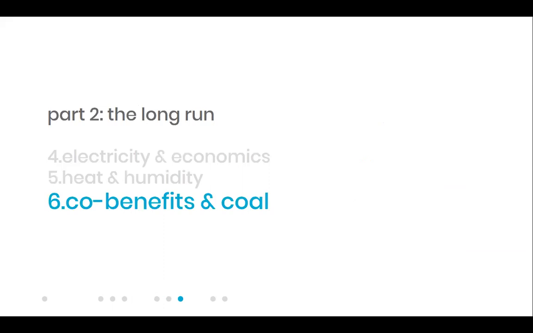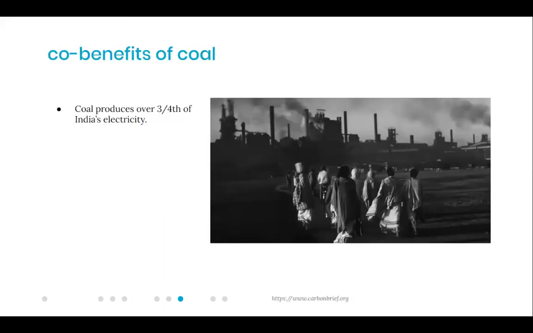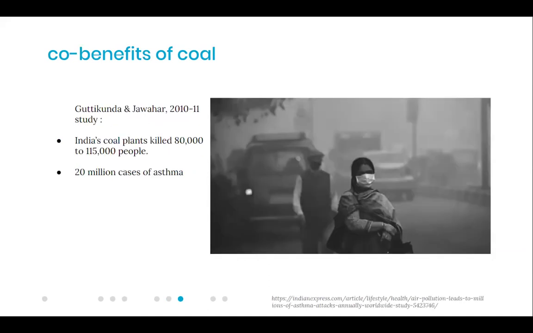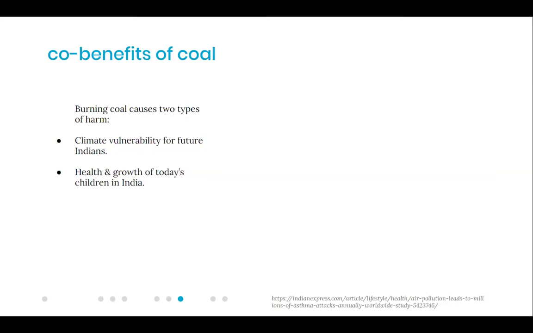Then we move on to co-benefits and coal. So here he tells us that 3/4 of India's electricity is produced from thermal power plants powered by coal, and that the Indian Railways generate more revenue transporting coal than all of the passenger tickets combined. So coal is a very essential part of the Indian economy. But he also refers to the study done in 2010-11, where it was found that India's coal plants killed about 80,000 to 115,000 people and caused 20 million new cases of asthma.